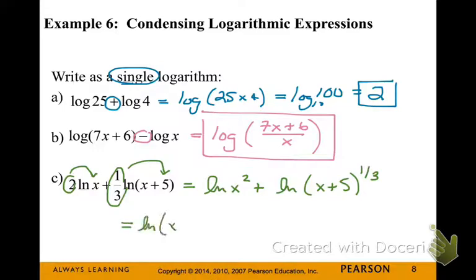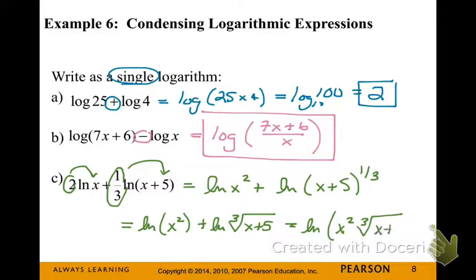And so this would require, first of all, for us to go ahead and rewrite that 1/3 power as a cube root. And since this is addition, we can go ahead and multiply those together to give us natural log of x squared times the cube root of x plus 5. Now they are all inside the same log.